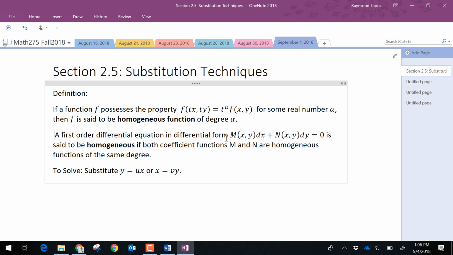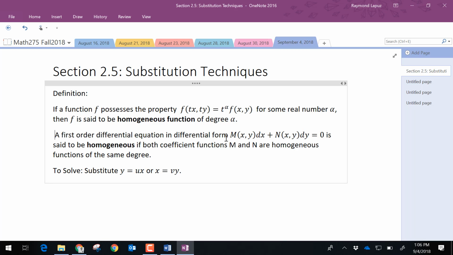All right, so a first order differential equation in the differential form that looks like the exact form that we saw is said to be homogeneous if both coefficient functions, the coefficients of dx and dy, the functions M and N, are both homogeneous. And if they are, we can substitute.